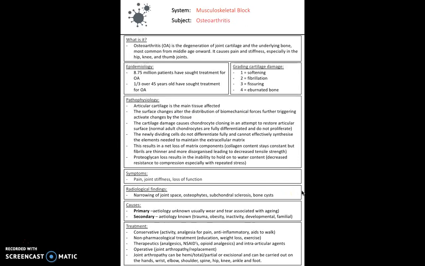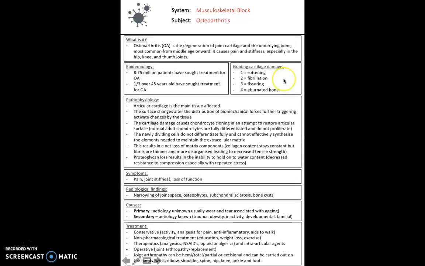Osteoarthritis is something we should talk about next. We talked about rheumatoid arthritis in part 1 of the MSK videos, and we said how it's different to osteoarthritis. So osteoarthritis is the degeneration of the joint cartilage and the underlying bone. This is most common from middle age onwards, and it causes pain and stiffness, especially in the hip, knee and thumb joints, which are most commonly affected.